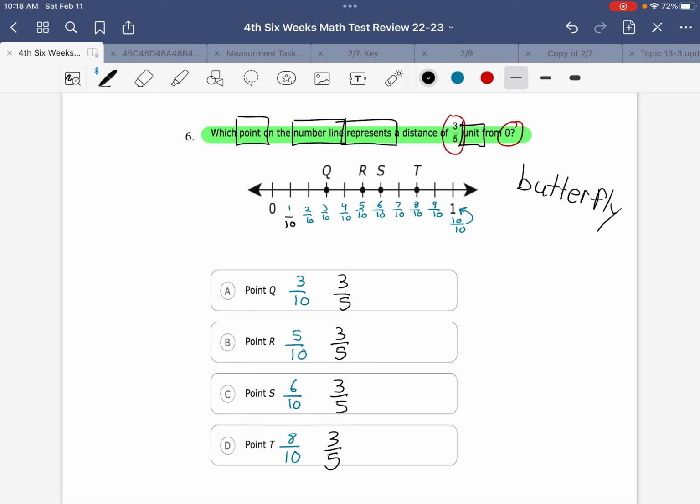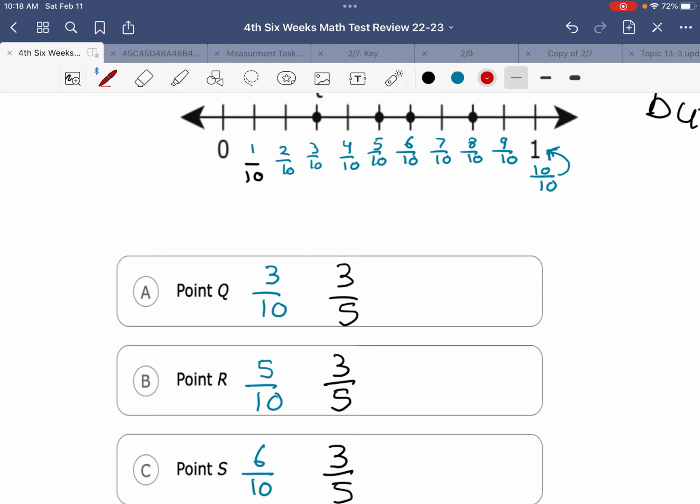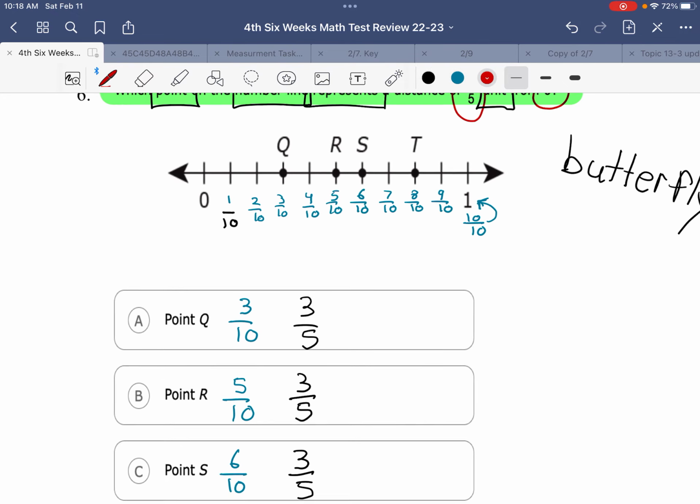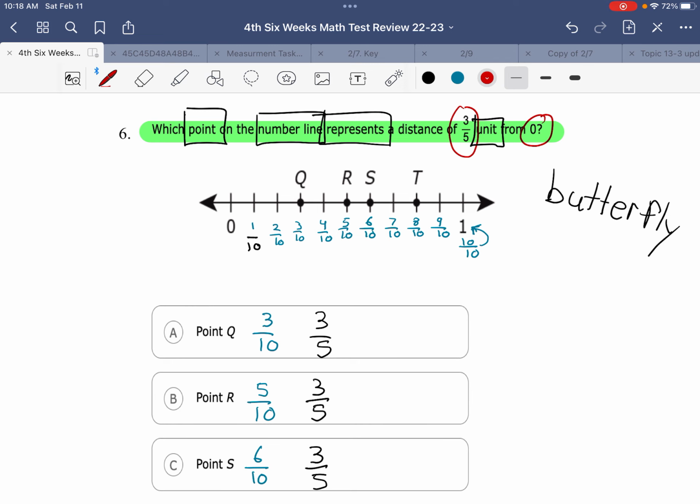Okay, so I'm going to cross multiply. And I'm looking for which fractions have the same number when I multiply them. So 10 times 3, 30. 5 times 3, 15. They don't have the same number, so A is not it. B, 10 times 3 is 30. 5 times 5 is 25. They don't have the same number, so not it.